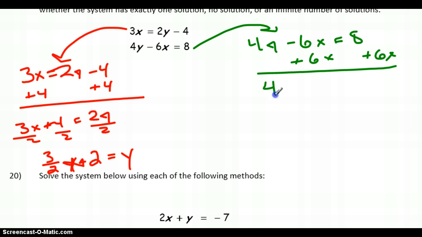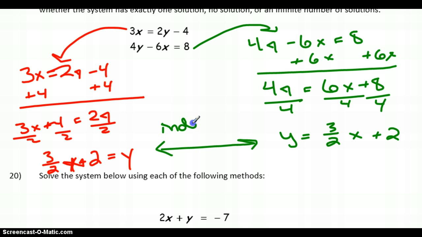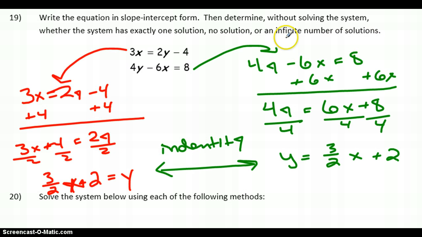4y equals 6x plus 8, divide by 4, divide by 4, divide by 4. In this one, y equals 3/2 x plus 2. Notice that these 2 equations are identical, or an identity. Since they're an identity, the answer for this one is infinitely many solutions. Infinitely many solutions is our answer here.